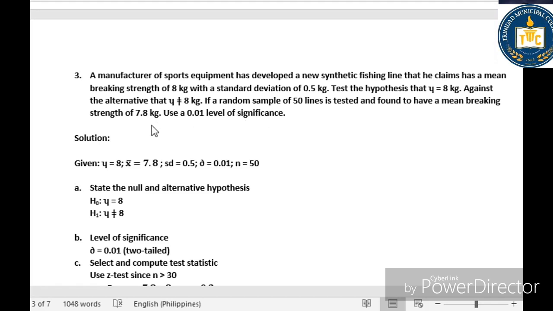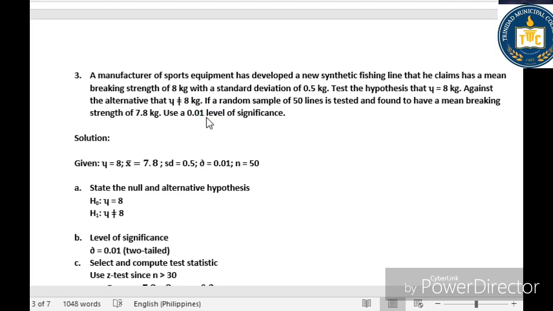Sometimes the level of significance is given as a percent. So this is a 1% level of significance, that is 0.01. Earlier it was 0.05, that is 5%. So sometimes the problem gives a percent. Don't get confused whether percent or decimal is given. In this situation it is a decimal, so 0.01.